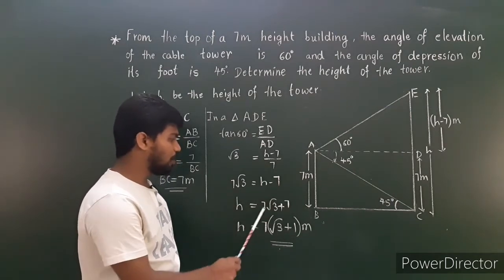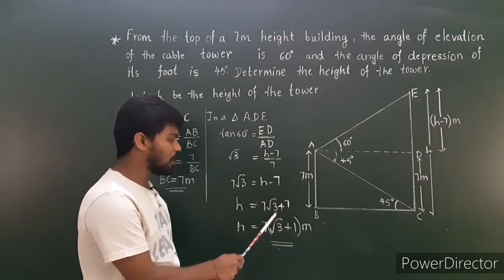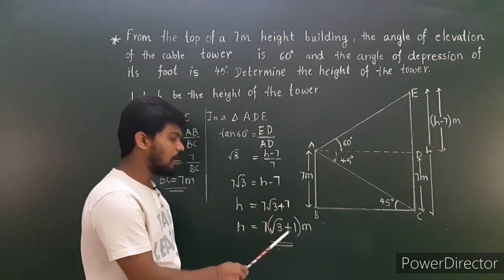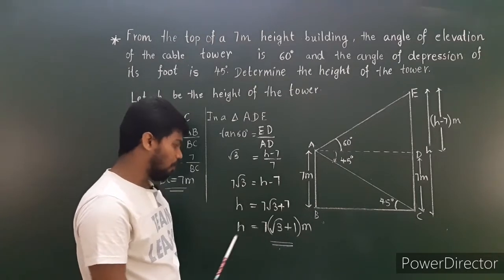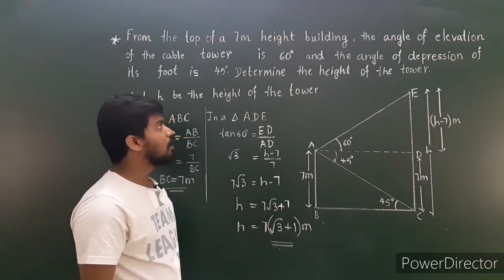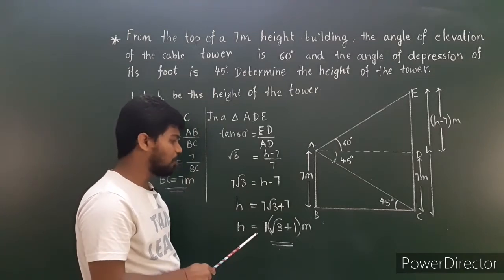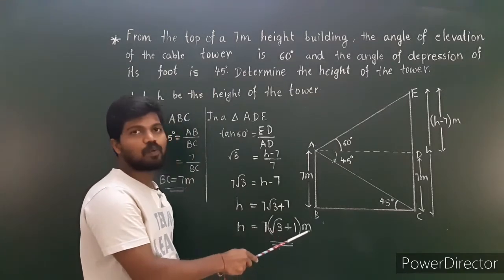So H is equal to 7 root 3 plus 7. You take 7 common outside, which gives root 3 plus 1 meter. Therefore, the height of the cable tower, H, is equal to 7 of root 3 plus 1 meter.